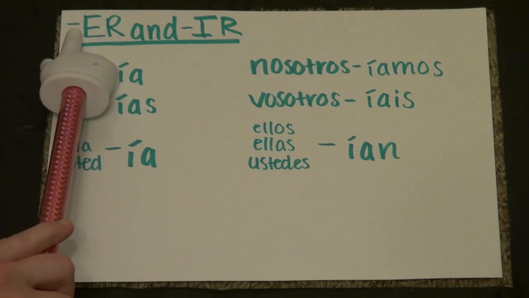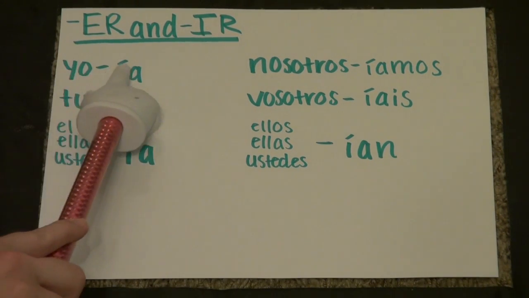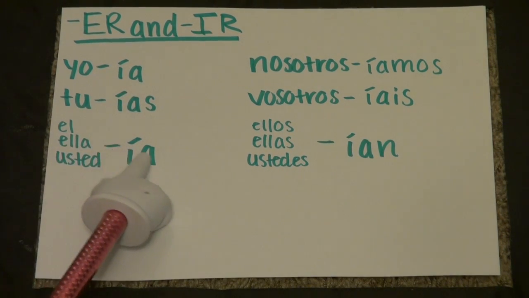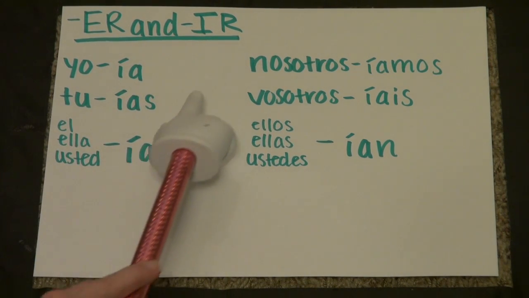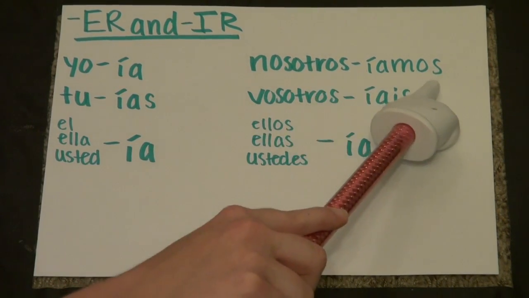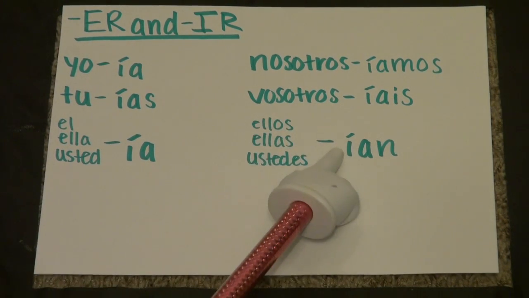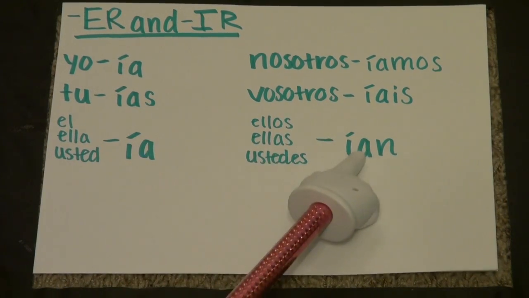Imperfect verbs that end in -er and -ir have the same endings. Yo -ía, tú -ías, él -ía, ella -ía, usted -ía, nosotros -íamos, vosotros -íais, ellos -ían, ellas -ían, ustedes -ían.